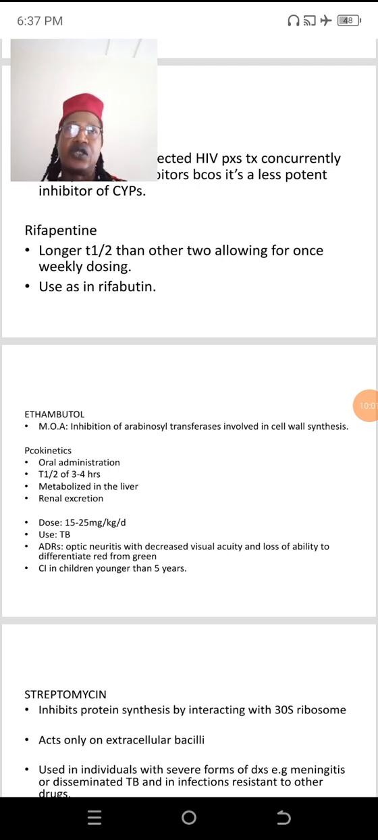Adverse drug reactions. The most important adverse drug reaction to ethambutol is the development of optic neuritis with decreased visual acuity and loss of ability of the patient to differentiate red color from green color. Because of this, it is contraindicated in children younger than 5 years, and patients who are on ethambutol are advised to have regular eye checkups.